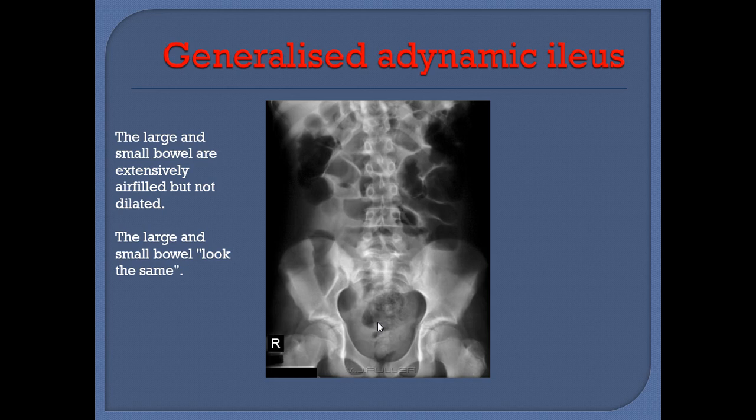Generalized adynamic ileus. The large and the small bowel loops are extensively air-filled but not dilated. How can I say not dilated? Because the diameters are within the normal limits. But the small and the large bowel loops look the same. The pattern is such that you cannot differentiate much.